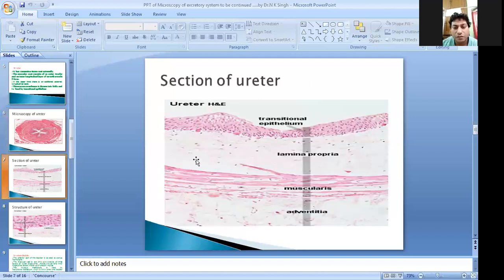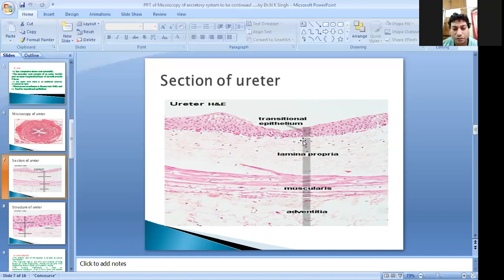Now you can see in this slide, this is the transitional epithelium which is lining the cavity. Then comes this layer, lamina propria, then tunica muscularis, and then tunica adventitia. So these are the four main layers. The layer which is surrounding the cavity is known as tunica epithelialis, and this epithelium is made up of transitional epithelium.